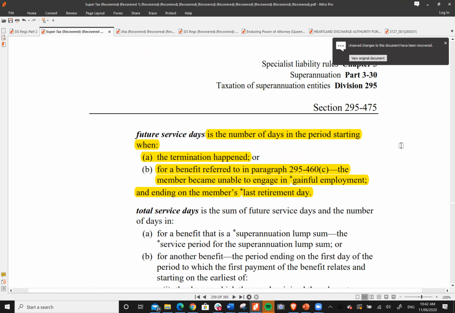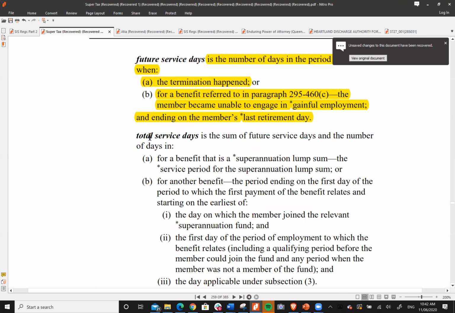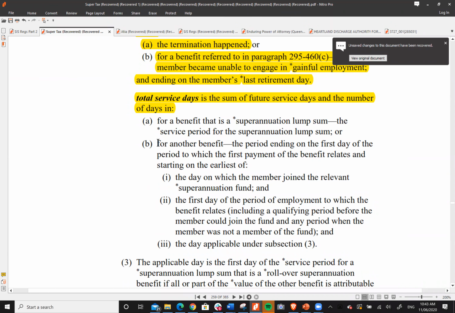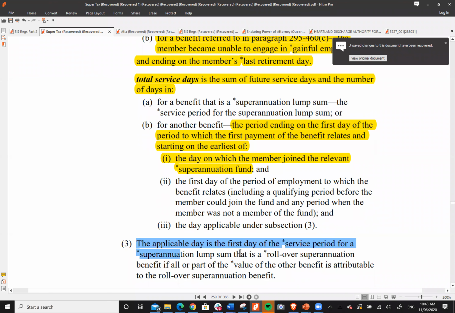But then if we go down to total service days, it is the sum of future service days and the number of days in, so it's obviously the future. For a benefit, there's a lump sum, no. For another benefit, the period ending on the first day of the period to which the first payment of the benefit relates and starting on the earliest day of the day in which the member joined the relevant superannuation fund, or the first day of employment if it's been rolled over, or you can actually pick it up here if there's a rollover benefit.